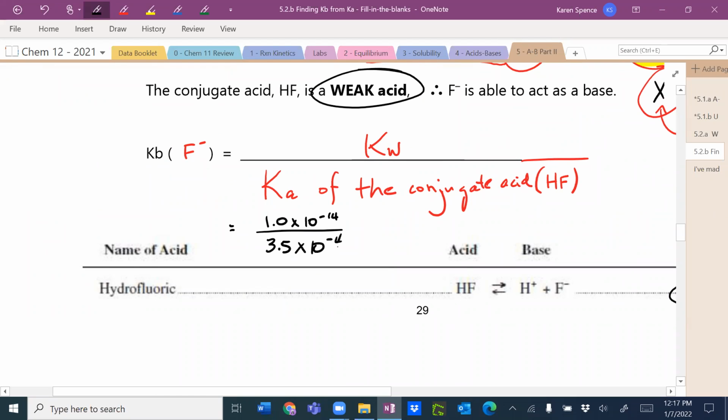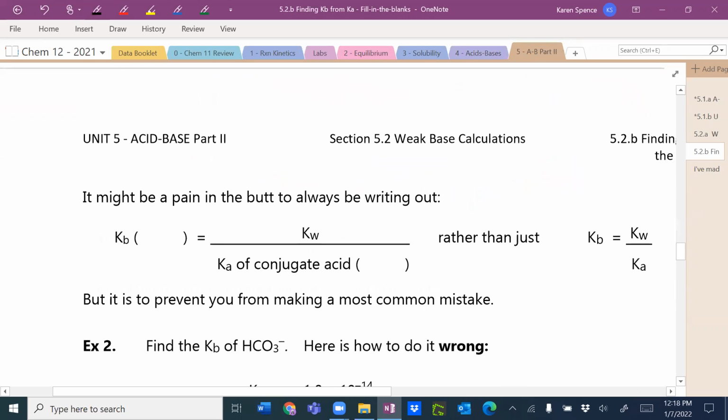And I did not print out my cheat sheet ahead of time, so let me just throw this in the calculator real quick. Divided by 3.5 times 10 to the minus 4, and we get 2.9 times 10 to the negative 11 is the Kb for F minus. That's all. Did you like that? Was that easy?